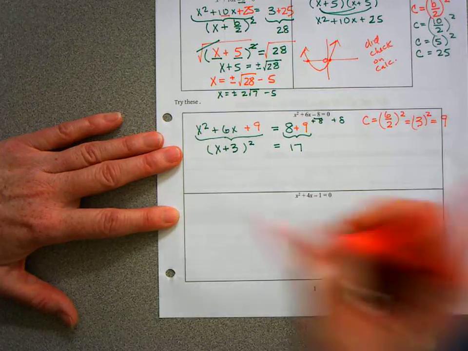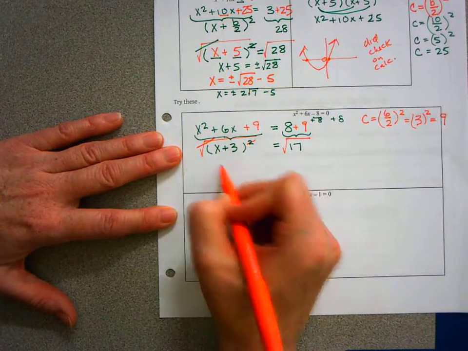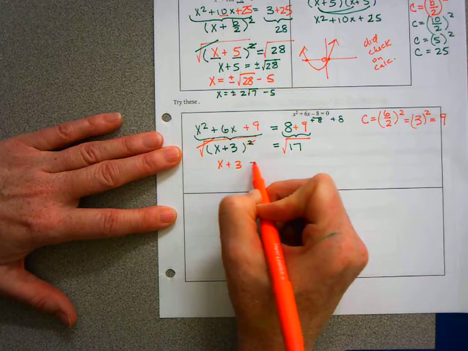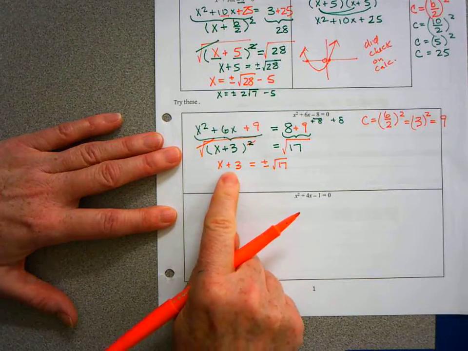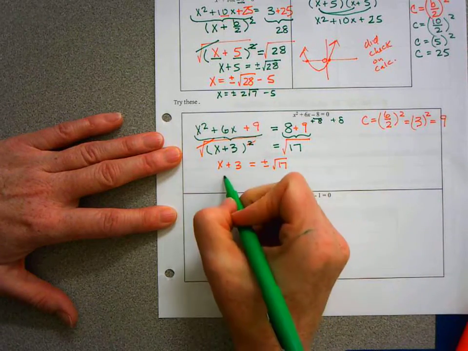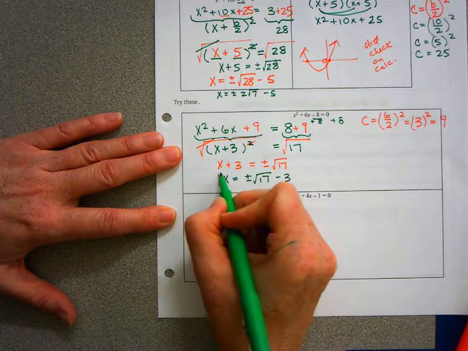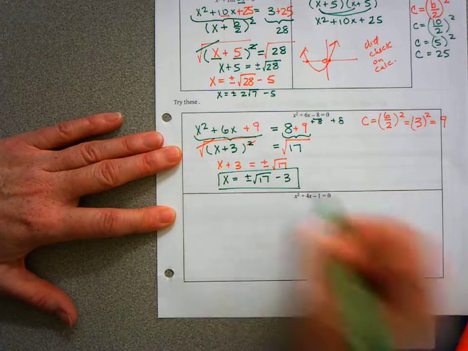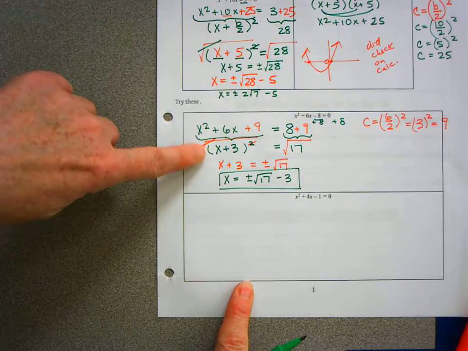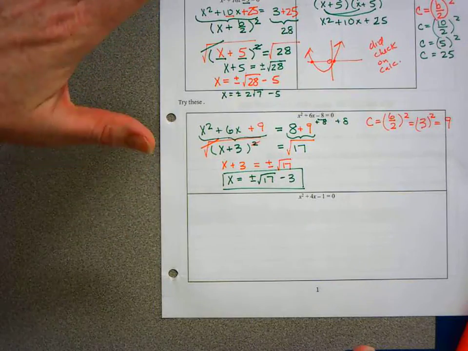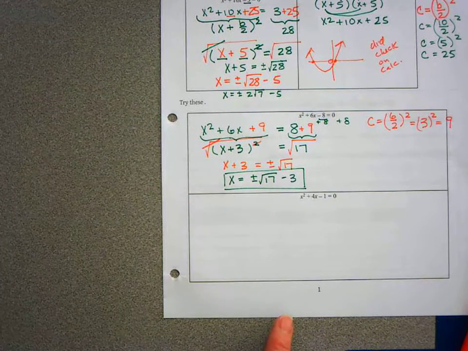Now, to solve, I take the root of both sides. These cancel. I get x plus 3 equals positive and negative radical 17. One more thing left to do. I've got to get rid of that 3. So x itself, the root of the function, equals negative 3 plus or minus radical 17. And that is the answer to my problem. I have solved for x by completing the square. So stop the video, do this problem, and see how you do.